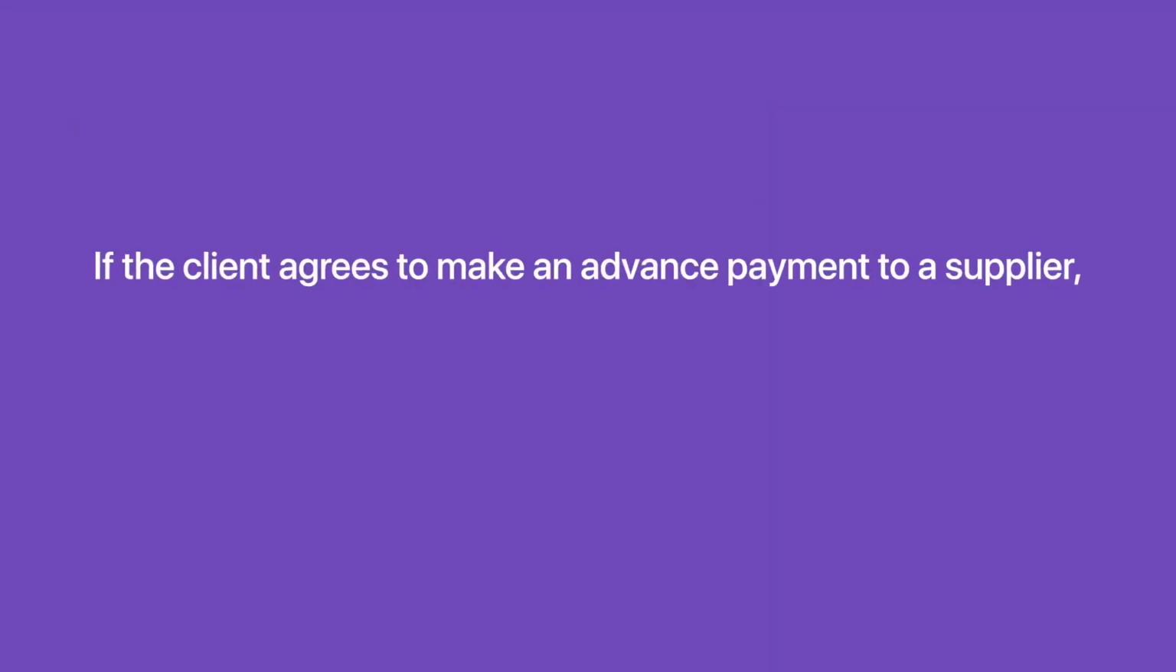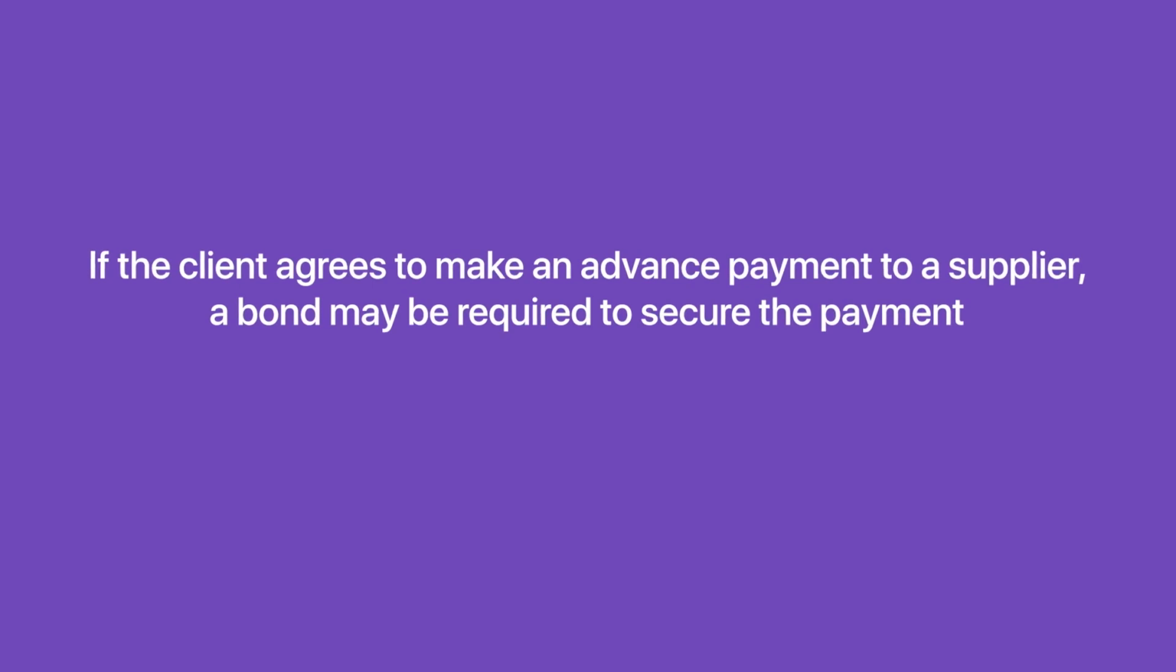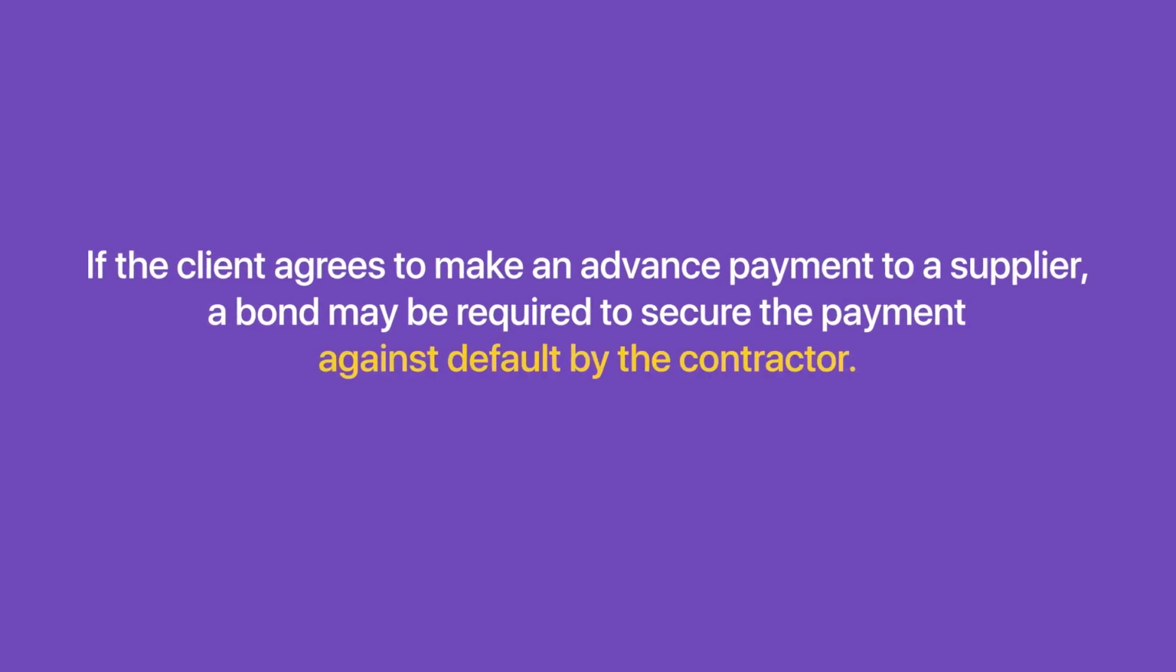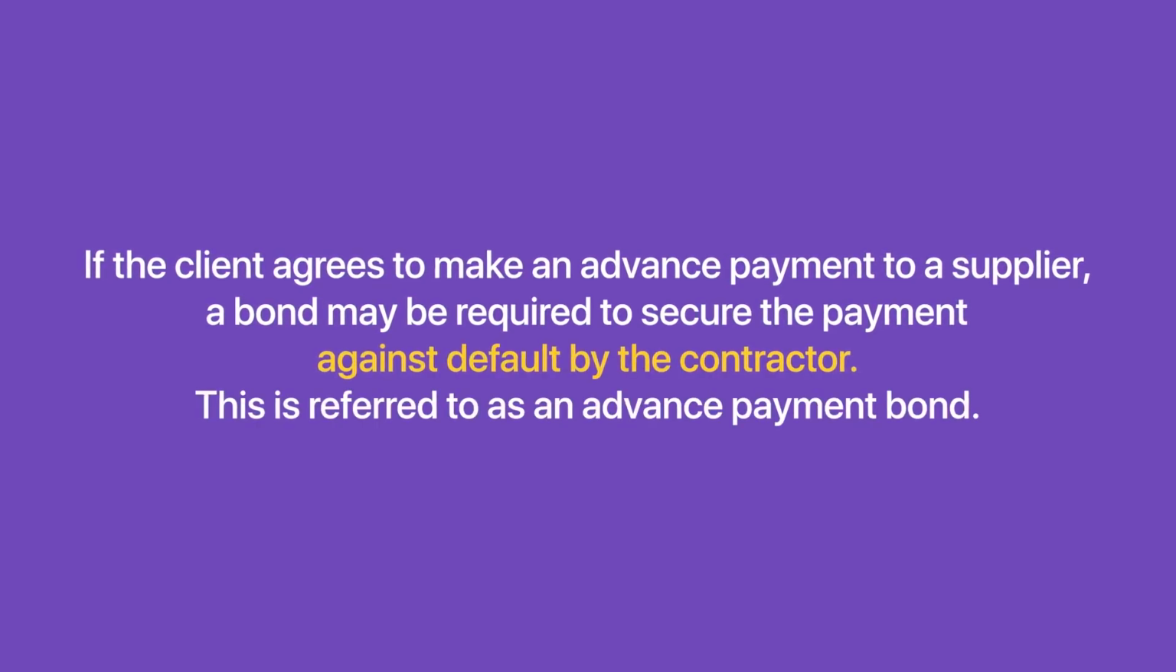All right, my construction masters, we just had a look at advance payments. Let's now look at advance payment bonds. Advance payment bonds may also be used instead of advance payments. If the client agrees to make an advance payment to a supplier, a bond may be required to secure the payment against default by the contractor. This is referred to as an advance payment bond.